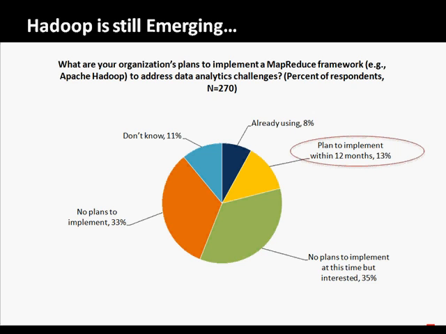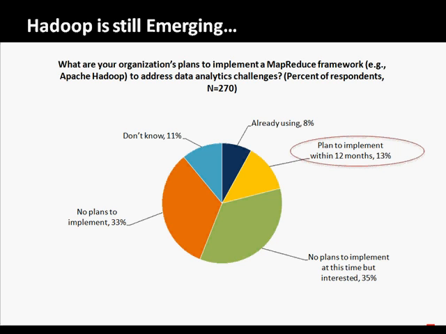So I want to talk about Hadoop. We did ask, what are your organization's plans to implement a MapReduce framework? And specifically, we called out Apache Hadoop. Now you'll notice that only 8% of this sample set, or this panel, was using it. 13% were planning to implement a solution this year. Now, if you look at the citing, this data was taken in August of 2011. That's when we published this report.